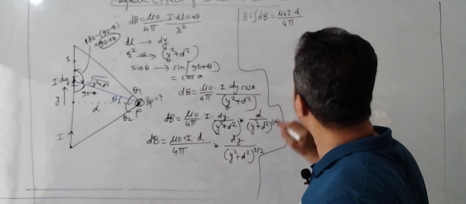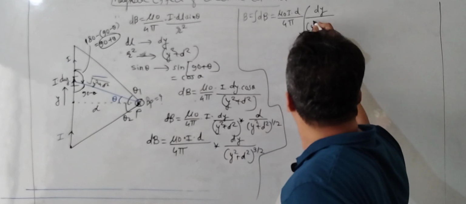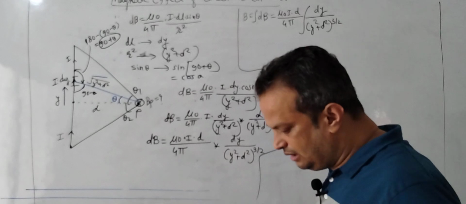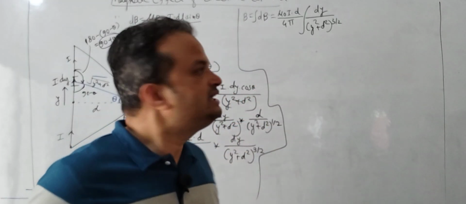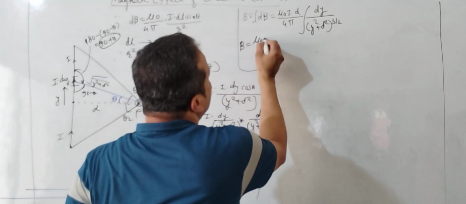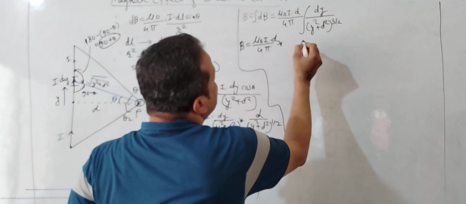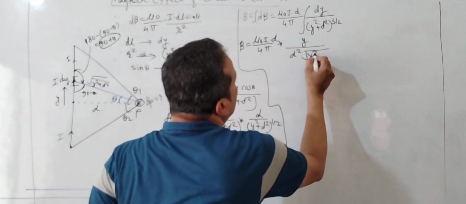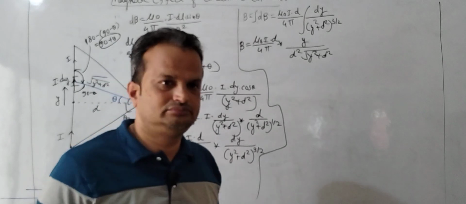integration of dy upon (y square plus d square) to the power 3/2, right? If you have done integration in maths, then you know its integration. What is the integration of this? That is, B will be equal to mu 0 I d upon 4 pi, so it is y upon d square under root of y square plus d square. This is its integration.